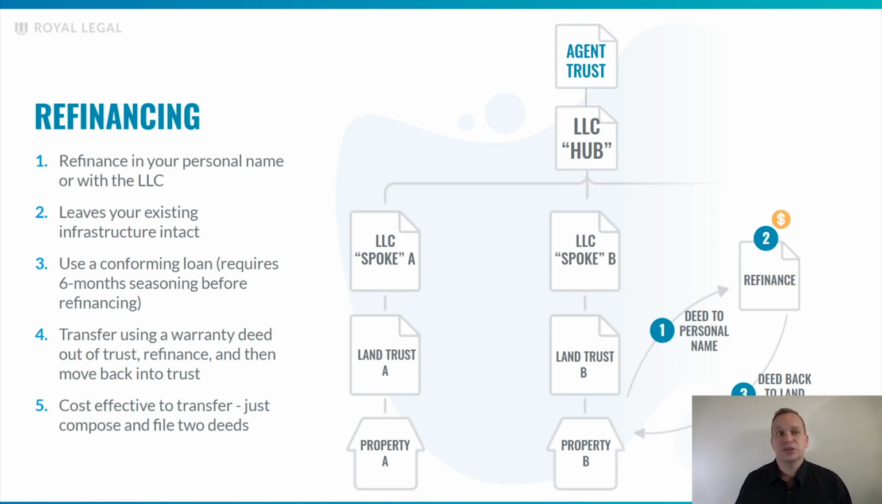This is going to allow you to use your conforming loans that you would want in order to get your best interest rates. And it's very cost effective to compose the two deeds that are needed to conduct that transfer. One quick tip, though, is that you do want to use a little bit of foresight when you're going to be doing your refinancing, because what we've seen is that in some situations, the banks want to have the property held for 6 months to have the proper seasoning.